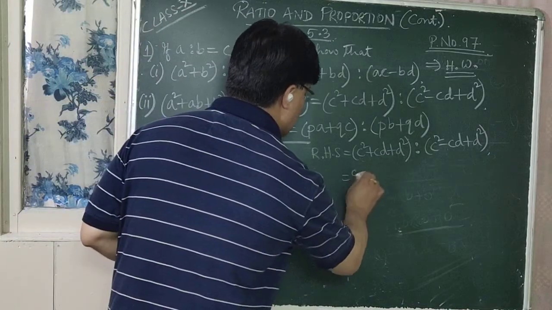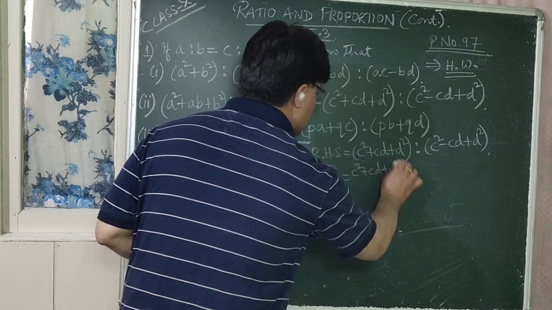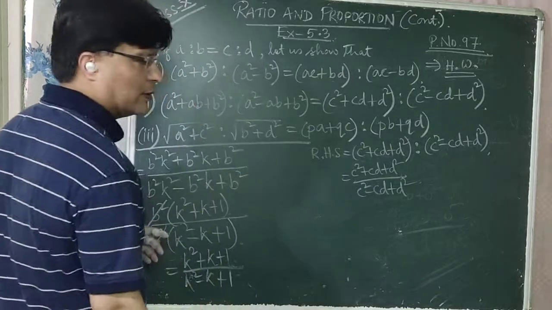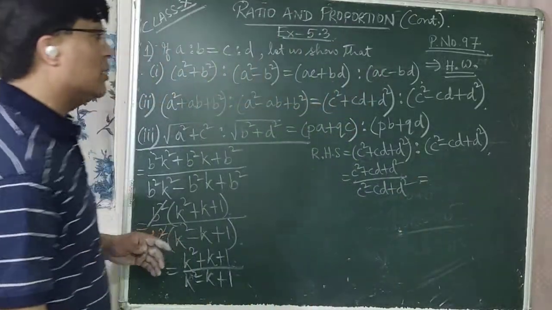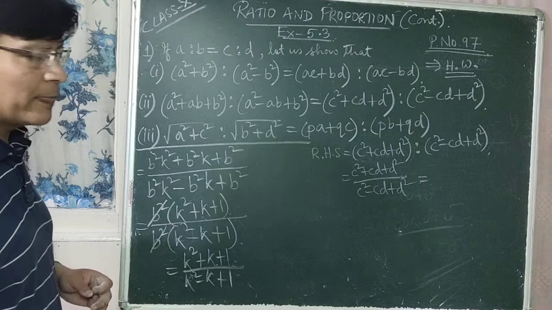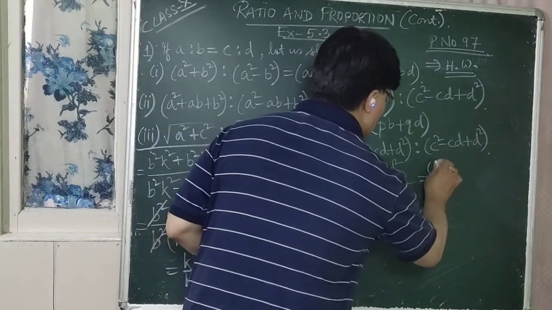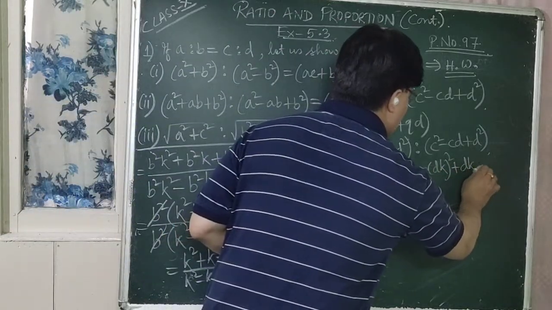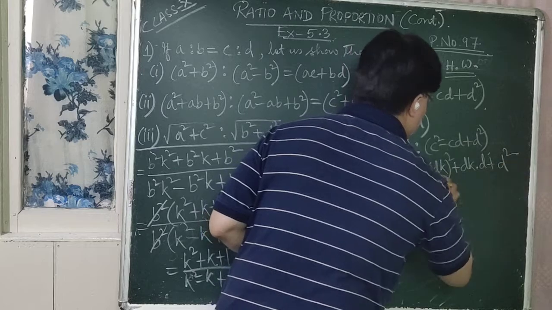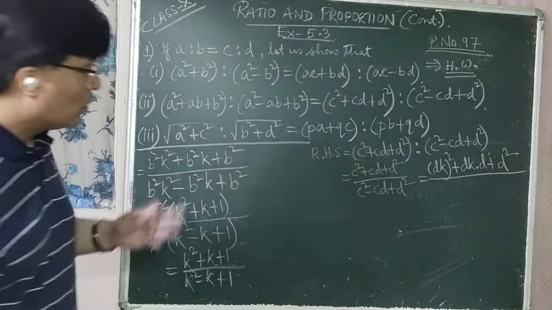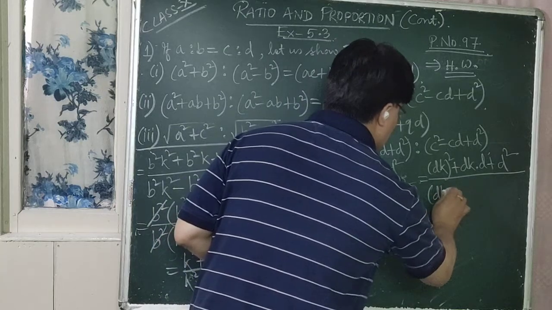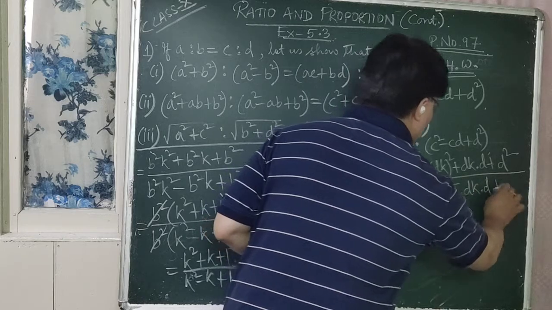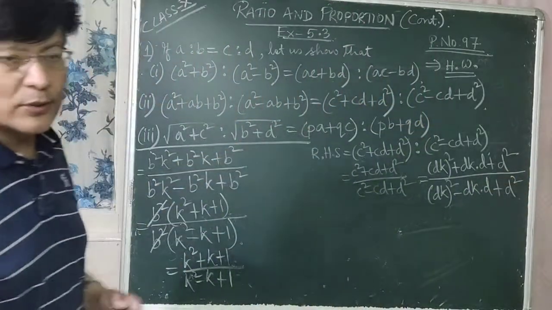Which is equal to C square plus CD plus D square divided by C square minus CD plus D square. So which is equal to, what is C whole square out here? What was C actually? C was dk, isn't it? So dk whole square plus dk into d plus d square, whole divided by dk whole square minus dk into d plus d square. So is that clear now?